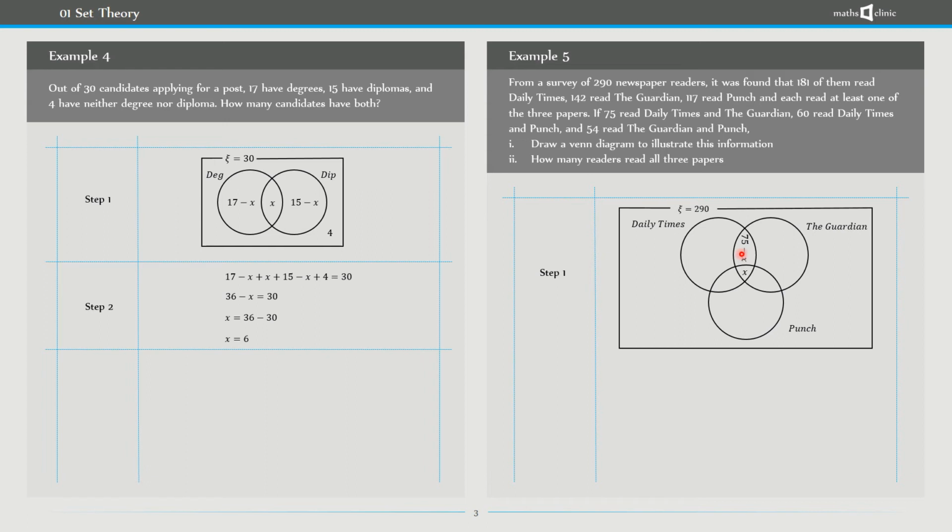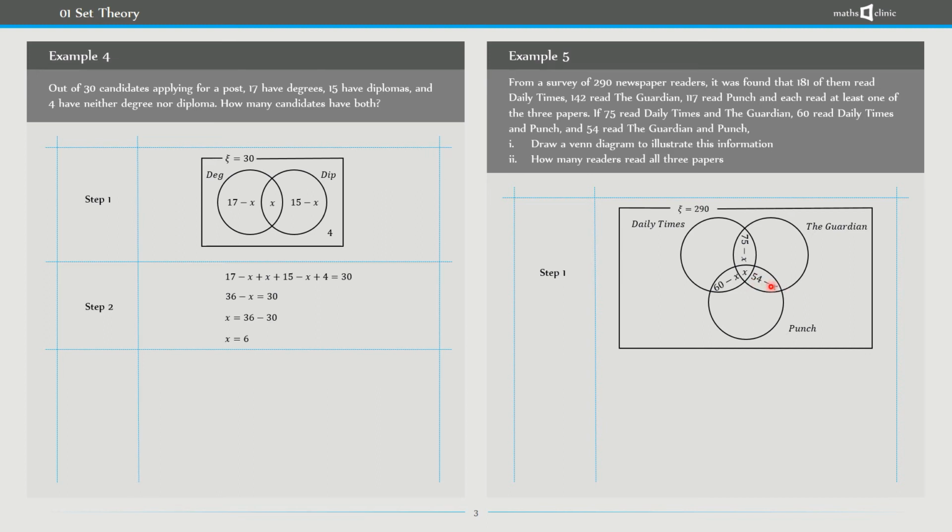So the next part is the Daily Times and the Punch. We know that 60 people read Daily Times and Punch, so this whole area is 60, i.e. this area here would be 60 minus X. And then finally we have those that read the Guardian and the Punch. The whole area is 54, meaning this area here would be 54 minus X. So that's the second step.